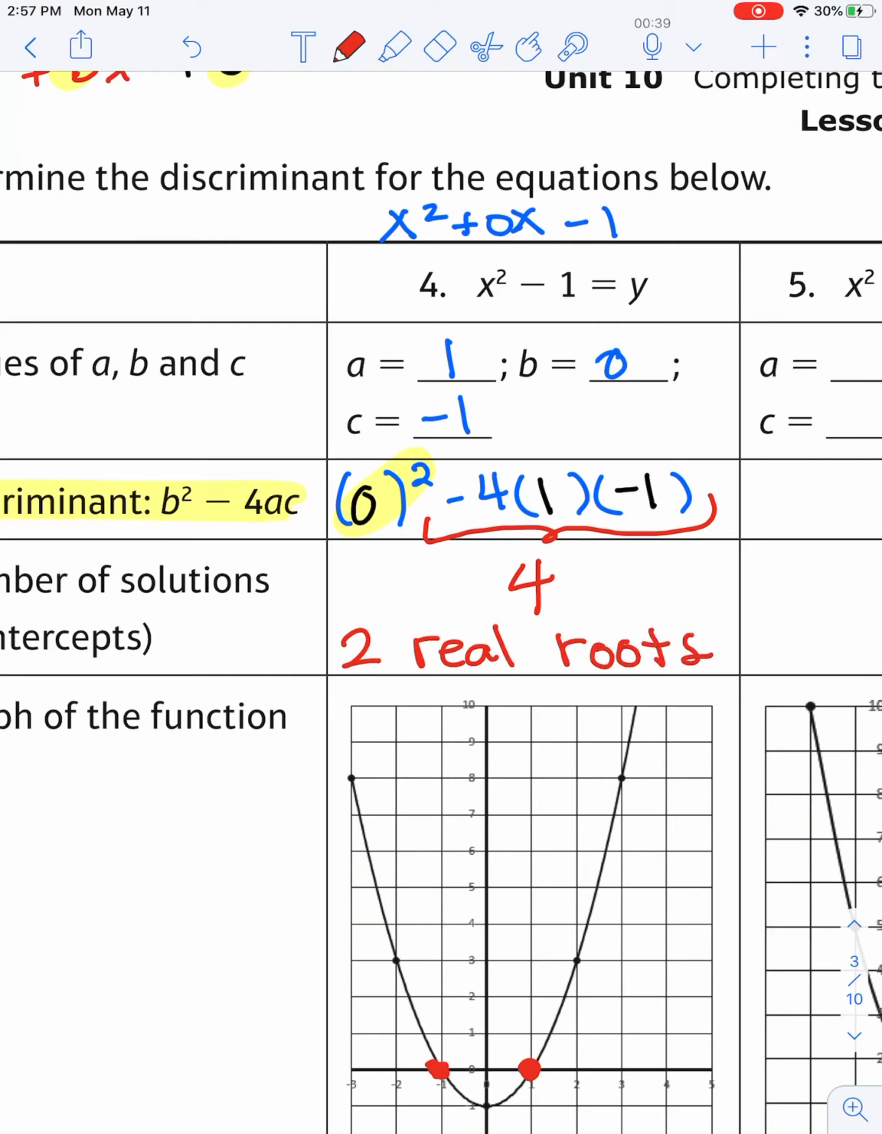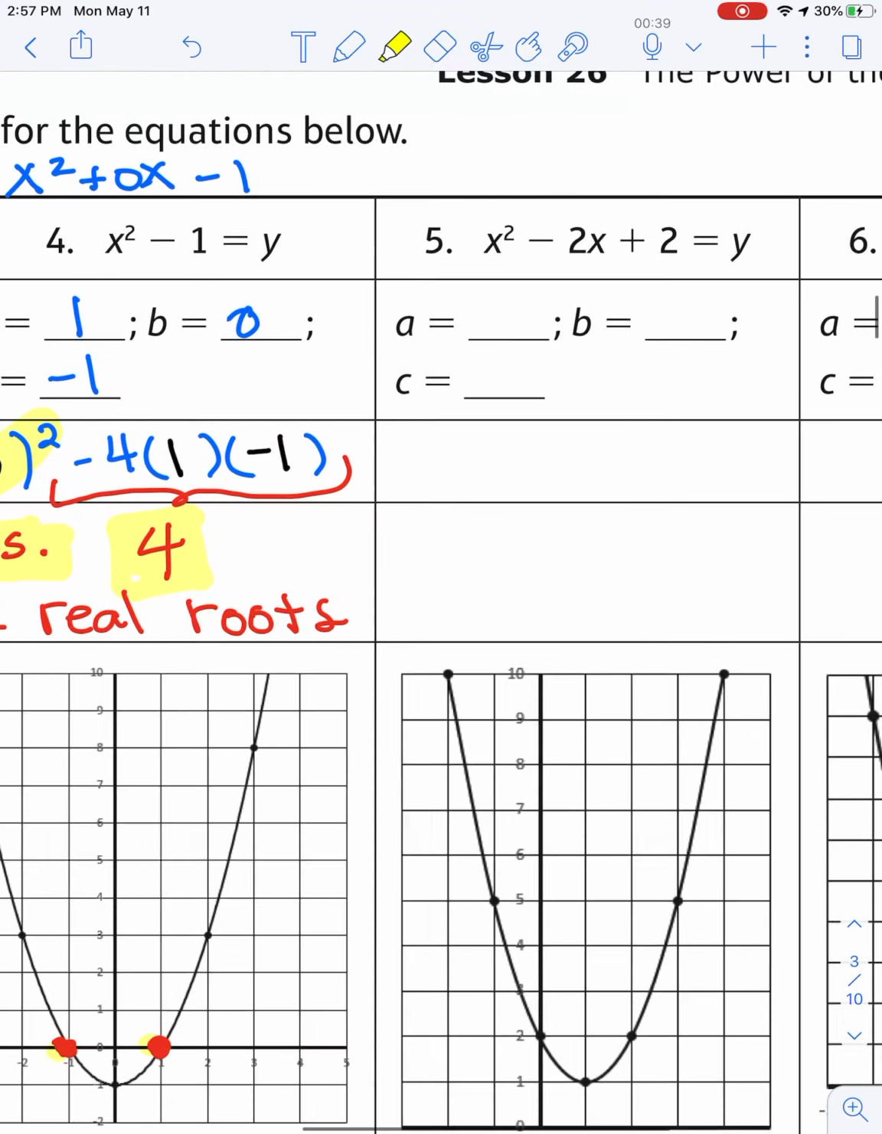And that's because the 4 is positive. It could be any positive number, but because it's positive, any number, that tells me there's 2 real roots. So again, how do I know that this has 2 real roots? Not because it's a 4, but because it's a positive number. All right, let's take a look at the next example.